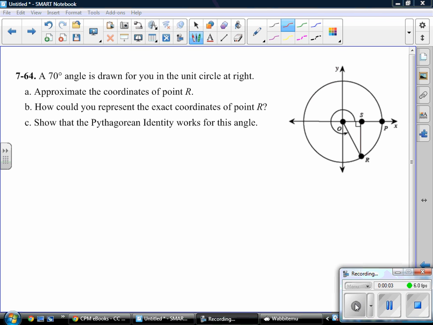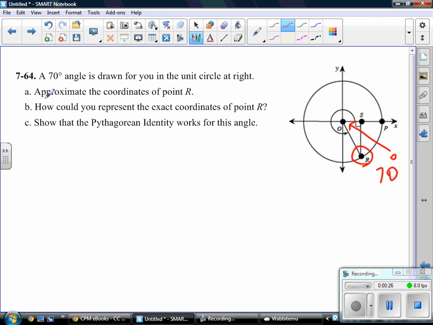Problem 7-64 from section 7.1.4. A 70-degree angle is drawn for you in the unit circle at the right. So they're saying this little angle in here is 70 degrees. Okay, approximate the coordinates of point R, which is down here.